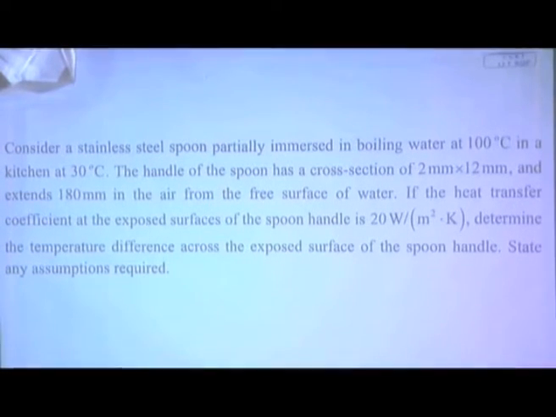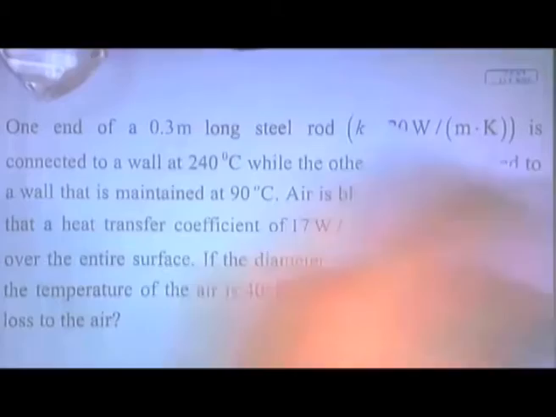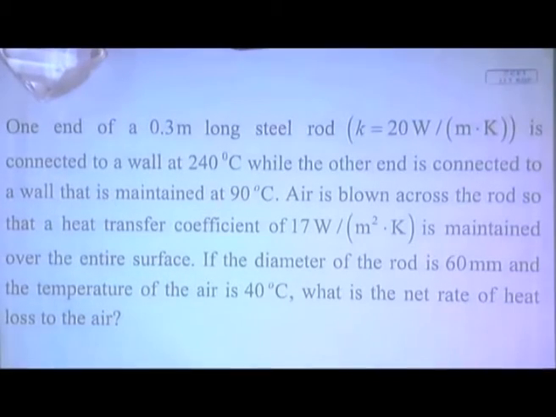That's all. Another problem. I am not solving these problems because these are only applications of our results. Now another problem.